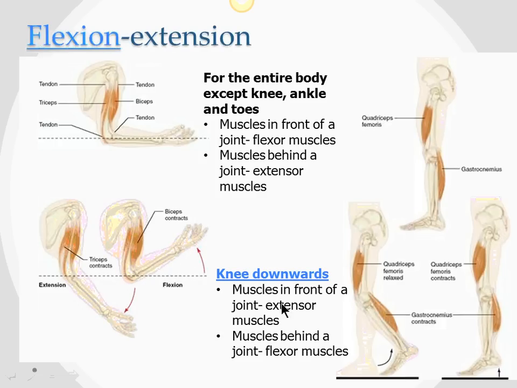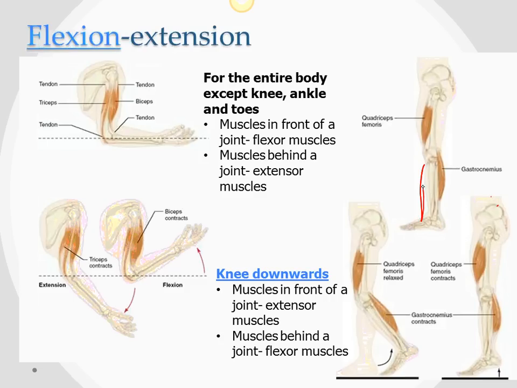Okay? Look at this one, from the knee downwards. The rule changes. Now when muscles cross in front of a joint, these are extensor muscles, so they will cause extension. Muscles which cross behind the knee or ankle or toes, these will be flexor muscles. So look at this. Here is the quadriceps which crosses in front of the knee. And here's the gastrocnemius which crosses behind the ankle joint. Okay? We have muscles which cross in front of the ankle too.